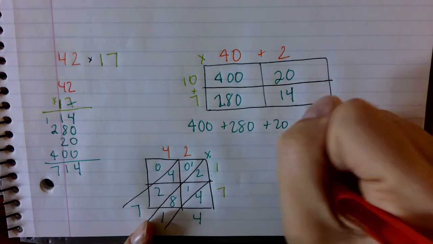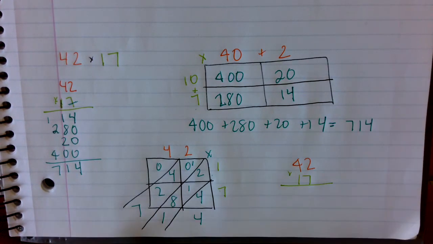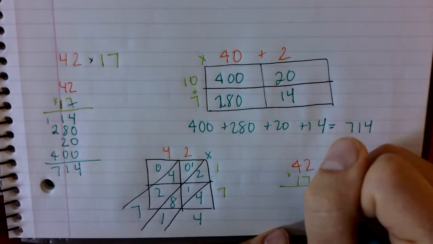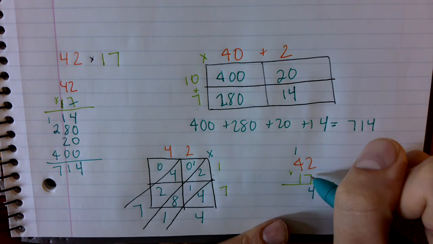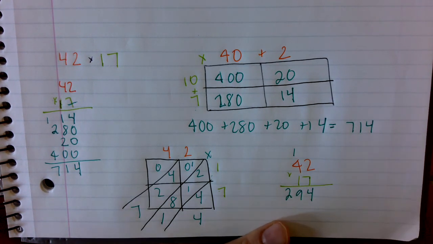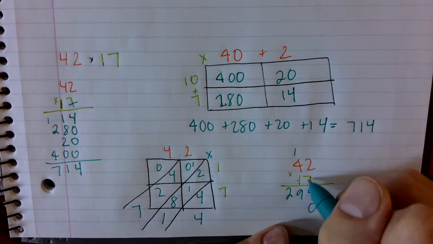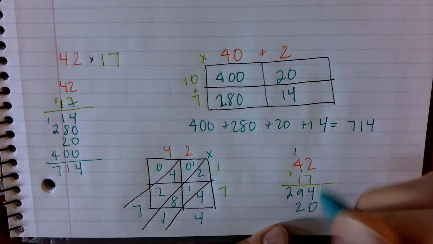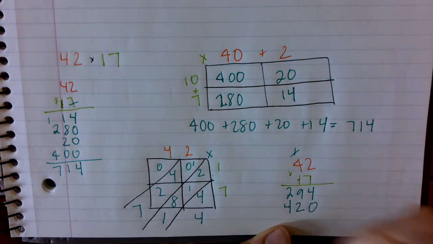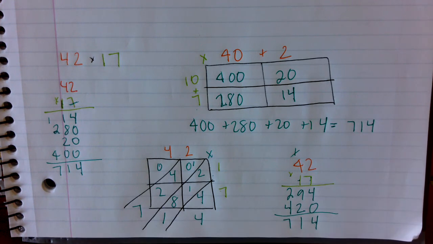Or the last way was the standard algorithm, 42 times 17. When you do it that way, 7 times 2 is 14, put down the 4, carry the 1. 7 times 4 is 28, plus 1 is 29. Put a 0 to hold this place value because now I'm going over to the tens place. 1 times 2 is 2. 1 times 4 is 4. And then I have 714.